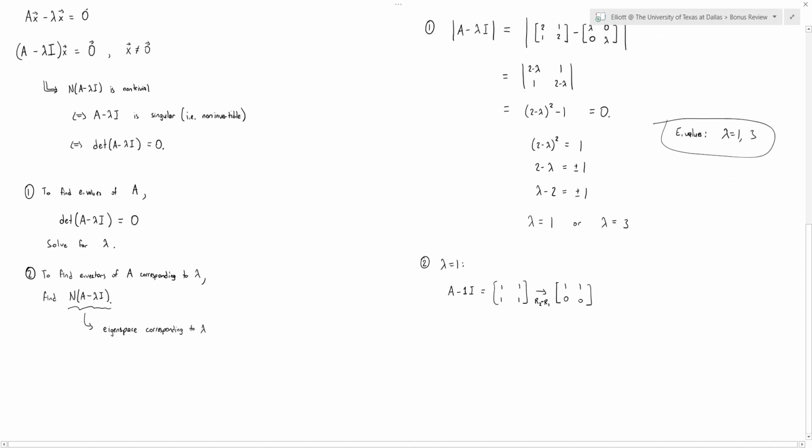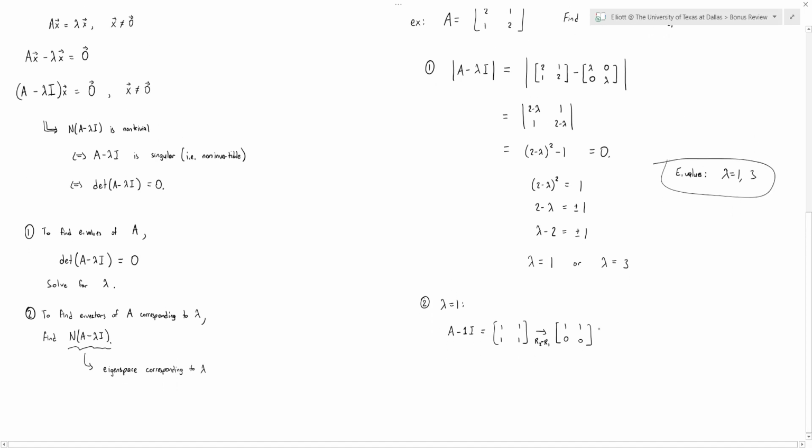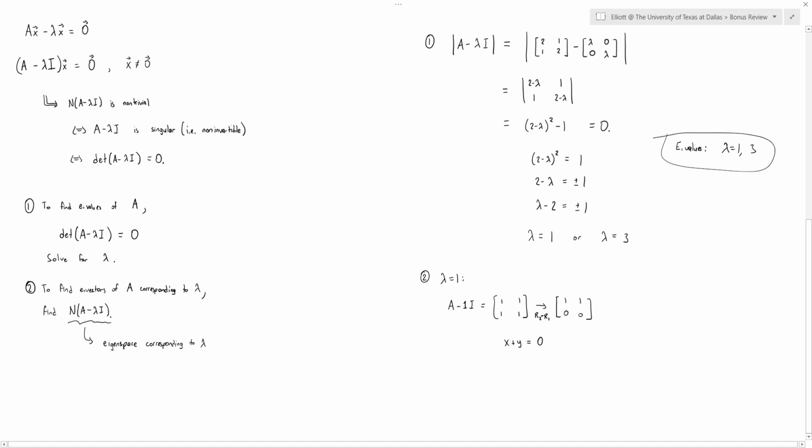At this point, I take what we have in the row echelon form and convert it to a system of equations. So we have 1x plus 1y, and we set it equal to 0 because we're looking for the null space. Here, the second column is missing a pivot, so that makes y the free variable. I would assign a parameter t to the free variable. Then I could say x is negative y, or in terms of t, negative t.